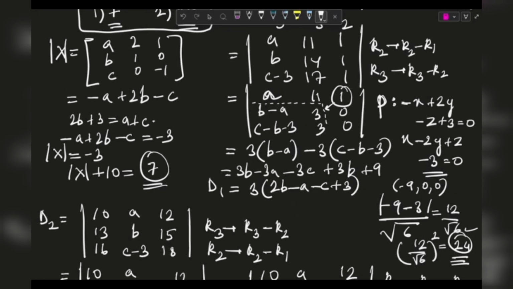This was a good question on system of linear equations, because system of linear equations, I don't remember the exact year, but it was directly asked as a comprehension type, or it was a matrix match question in JEE Advanced. You can look in the PYQs. So yeah, now we will move on to the next question.